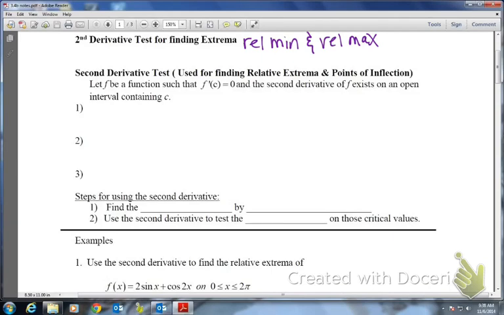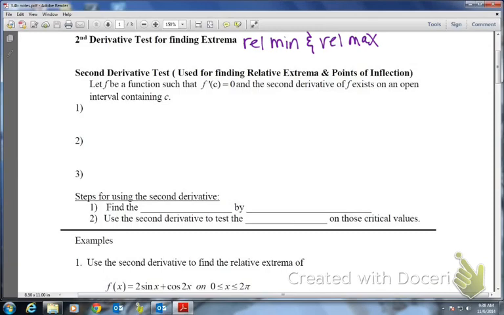So right here it says second derivative test. It's used for finding the relative extrema, like we just talked about, as well as the points of inflection. It says let f be a function such that f prime of c equals 0. So the first derivative equals 0, and the second derivative exists on this open interval containing c. So there's these three rules that happen.